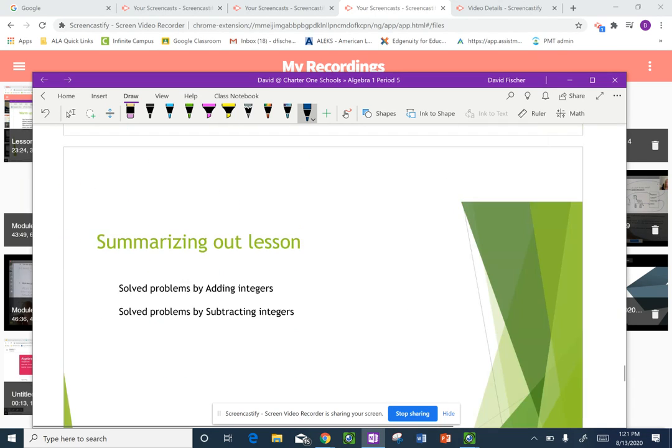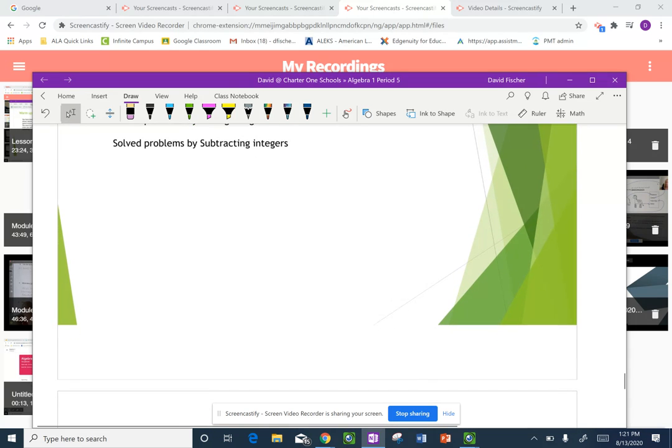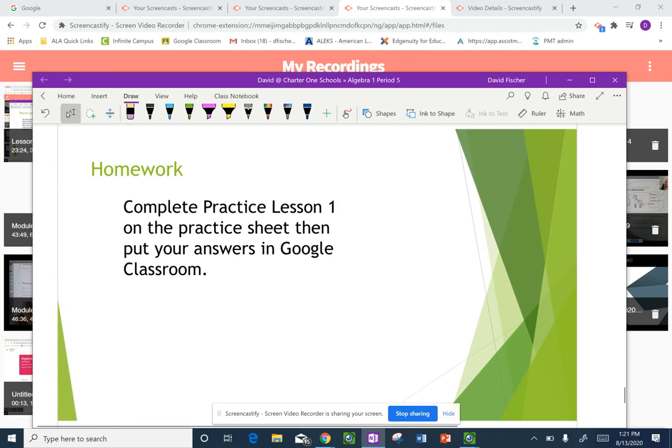All right. So we had problems where we added integers, and we had problems where we were subtracting integers. Again, our focus today is my calculator getting out the right answers that I should be able to do maybe mentally. Okay? So now your homework is to complete practice lesson 1.